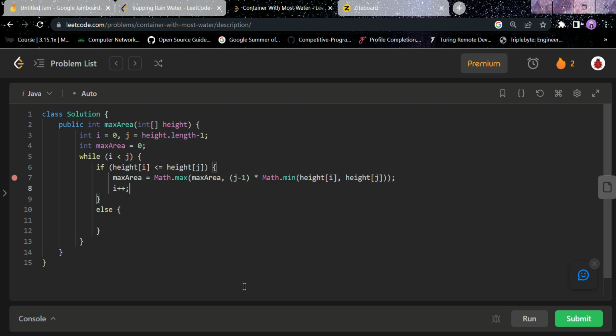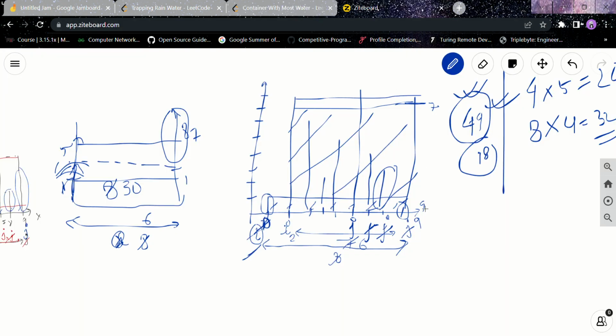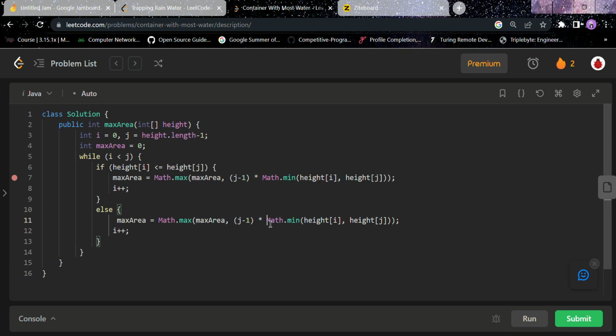Okay. Now here what we will do? Here we will do the same thing. In this condition, we have the j to be minimum. So this will give this one to be the minimum. Here I is getting multiplied with this value. Here height of j will be multiplied with this value.